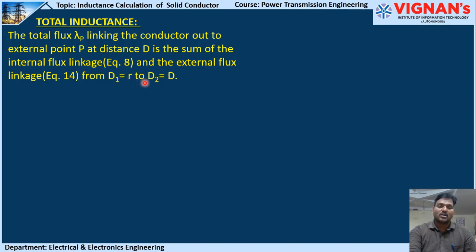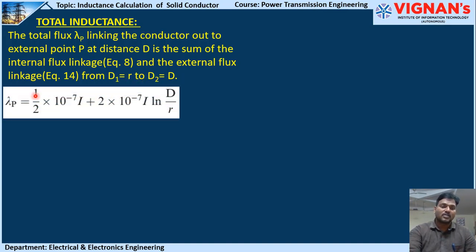So this will give the external flux linkages. Therefore lambda P is equal to equation 8 plus equation 14, but in equation 14, in place of D2 you substitute D, and in place of D1 you substitute r. You get the total flux linkages. The first term indicates the internal flux linkages, and the second term indicates the external flux linkages. So this is for x less than r, and this is for x greater than r. Take it as equation number 16.